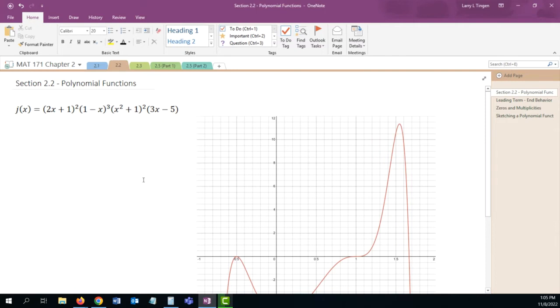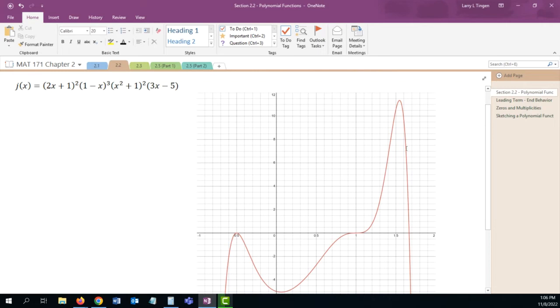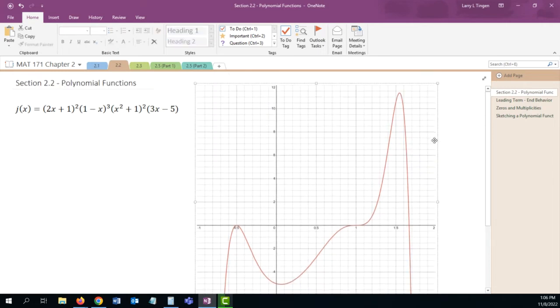All right, and I start out here with j of x, not a letter you see all the time, but still a letter you can use. J of x is equal to quantity 2x plus 1 closed quantity squared times quantity 1 minus x closed quantity cubed times quantity x squared plus 1 closed quantity squared times quantity 3x minus 5 closed quantity. When I graph it in Desmos, it looks like this. This is the shape or the form that the graph takes.